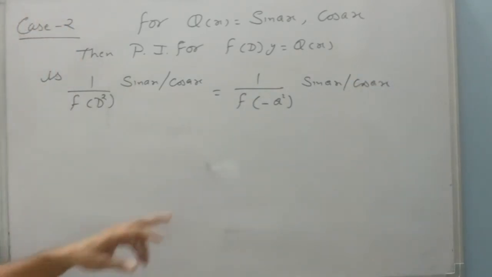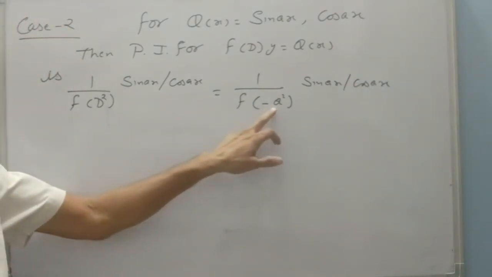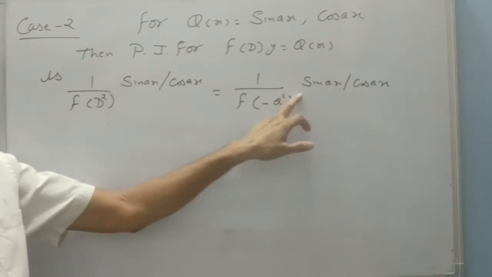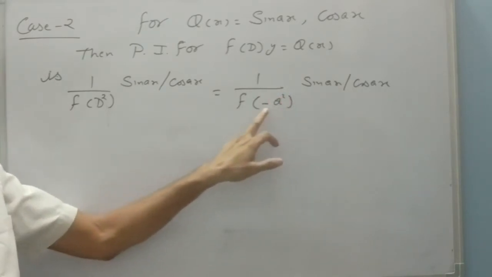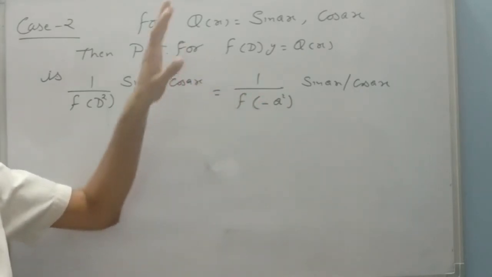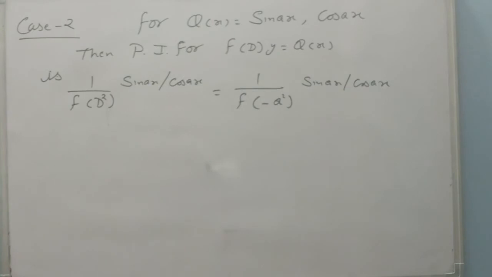Remember this one. I don't write this square outside of the bracket. It is just on a, not on minus. This minus sign will always be there when we put sin ax or cos ax. Now we will do an example and find the solution.